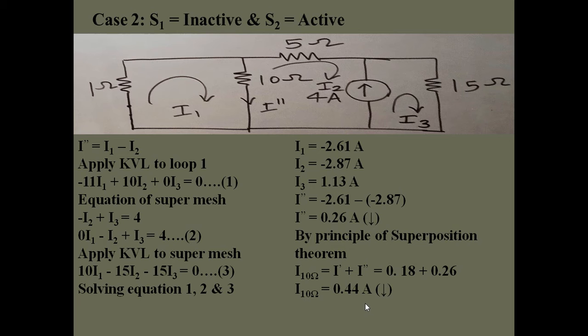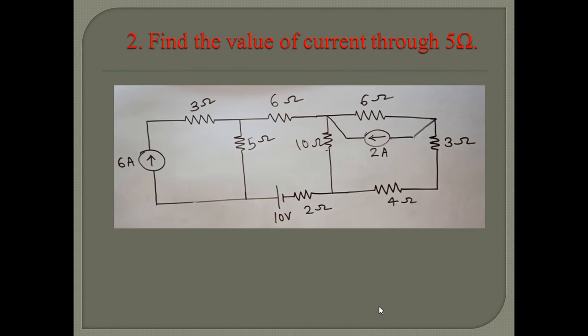Let's see a few more examples related to this topic. In the next question, we have to find the current through the 5 ohm resistor. This is the circuit diagram where we have to find the current through the 5 ohm resistance. Here we have three sources: source 1 as 6 ampere, source 2 as 10 volt, and source 3 as 2 ampere. So there will be three cases, and we have to add all the currents to get the desired answer.